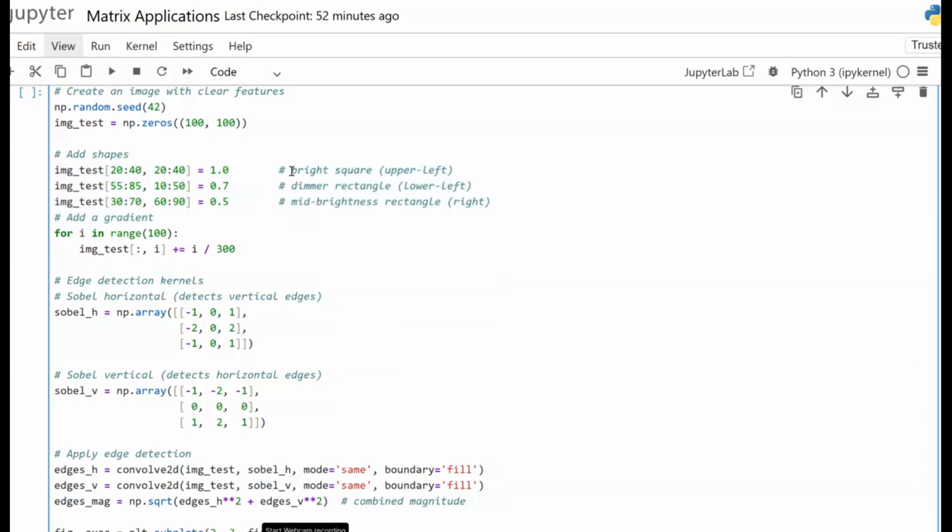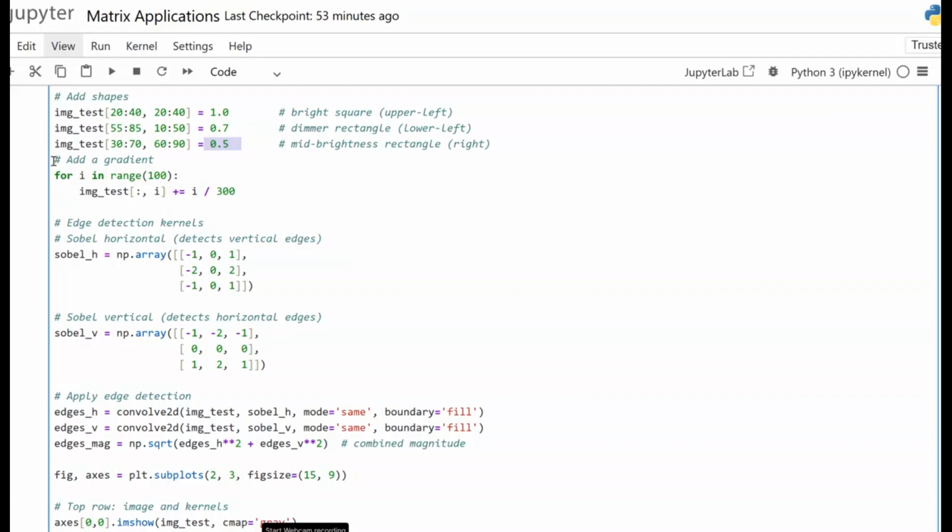One is a bright square, which is 1.0. Next is a medium rectangle, which is 0.7. And the next is a dimmer rectangle, which is 0.5. So these introduce sharp edges, that is discontinuities. Now let me add a horizontal gradient, which adds a smooth left to right intensity increase. So it introduces a low frequency component. Kindly take note of this.